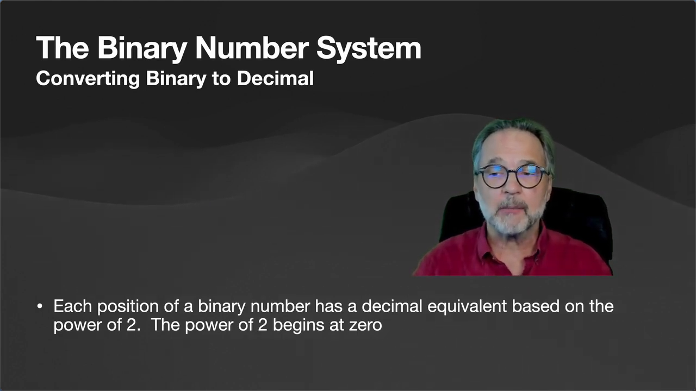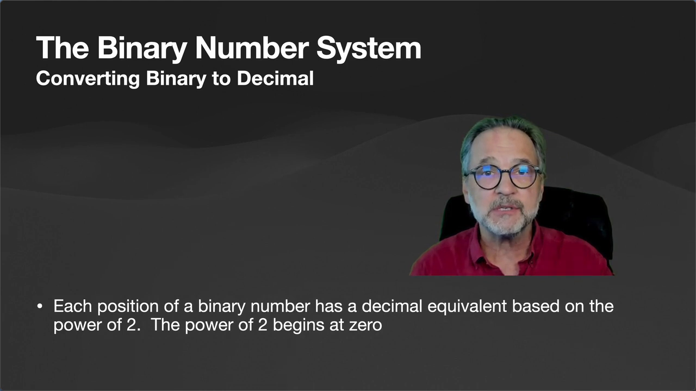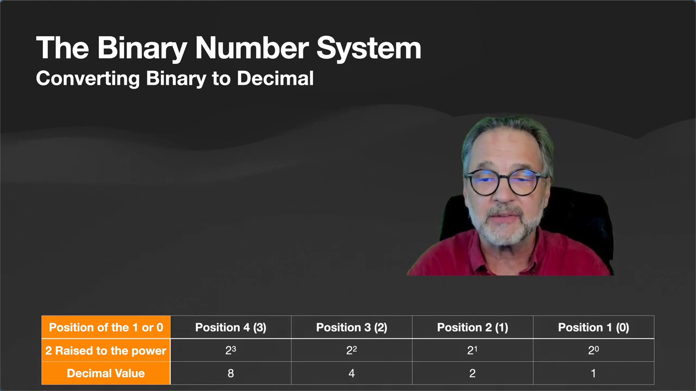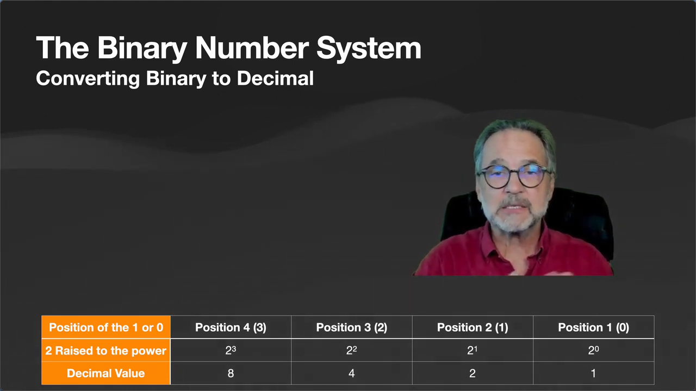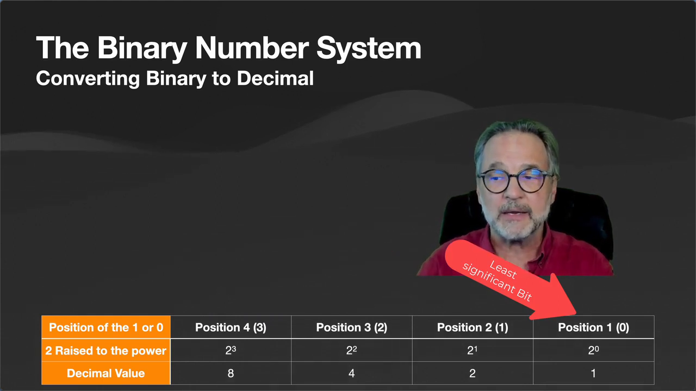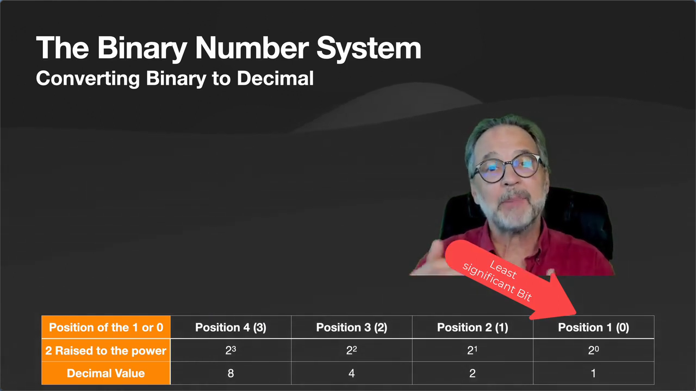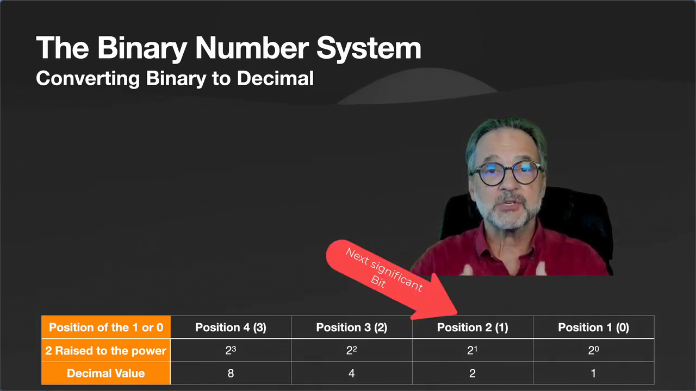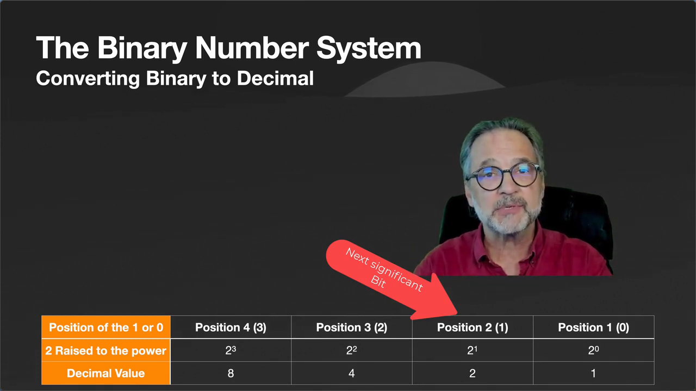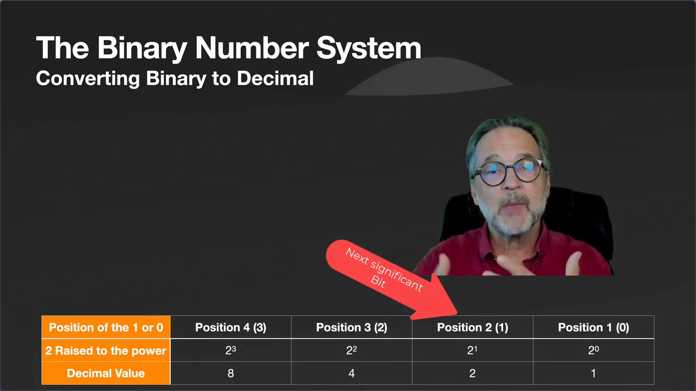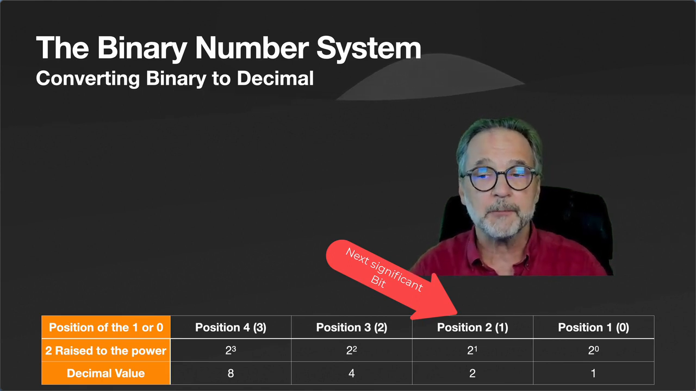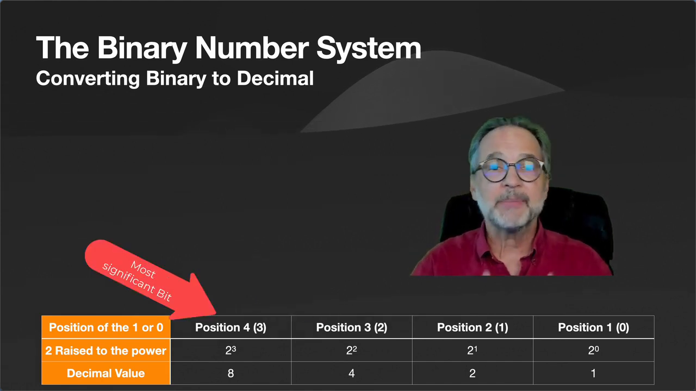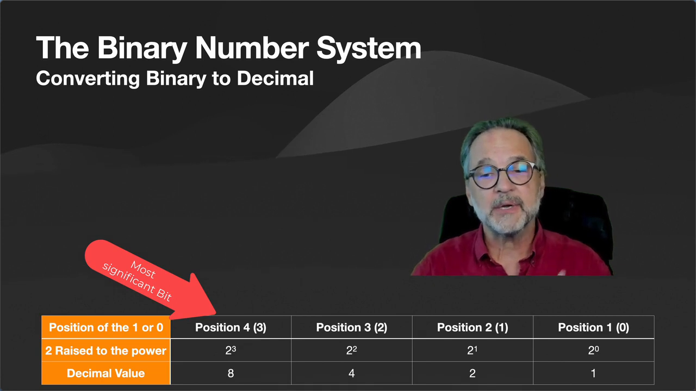Each position of a binary number has a decimal equivalent based on the power of 2. So the power of 2 always begins at 0. And we've got a bunch of examples in this discussion. So you can see, starting on the far right, position 1 has a power of 2 value of 0. So 2 to the 0 is equal to 1. Again, everything starts at 0 in computers and computer science. So position 2 has a power of 2 value of 1. So 2 to the 1 is 2. Position 3 has a power of 2 value of 2. So 2 to the 2 is 4. And position 4, which has a value of 3, 2 to the 3 is 8.